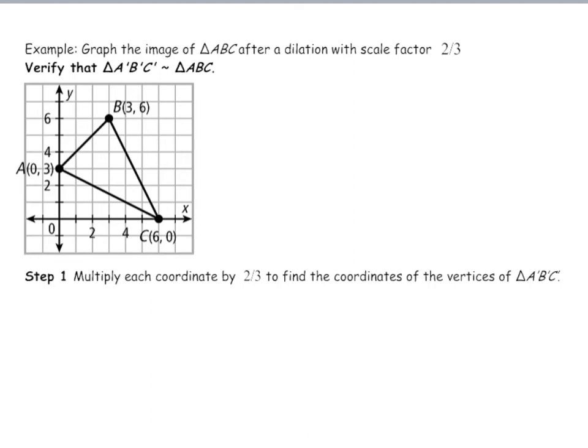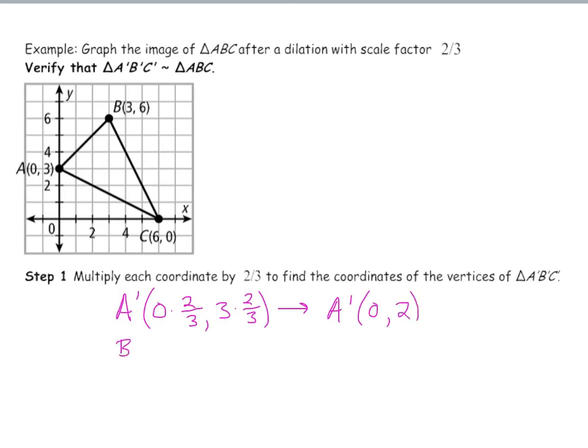So if I want to find out what A prime is, what we need to do is take our original x coordinate for A and multiply it by my scale factor of 2/3, and my original y coordinate of 3 multiplied by a scale factor of 2/3. So A prime will turn into the coordinate of (0, 2).